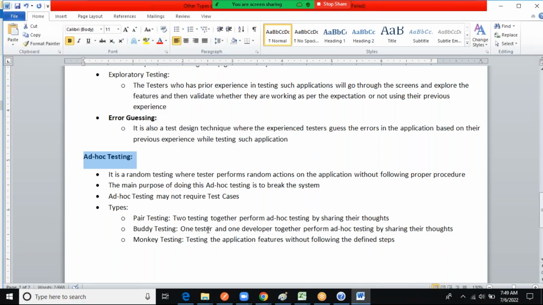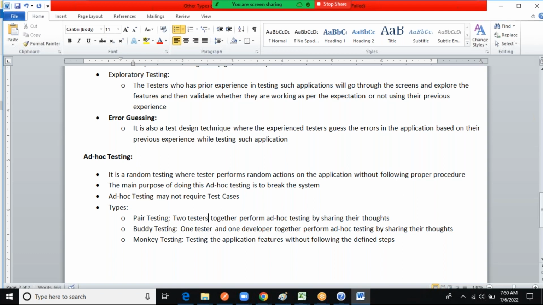Sir, pair testing means two testers together, is it? Two testers. Okay. Two testers together perform ad hoc testing by sharing their thoughts. So individually they can share their thoughts and they can test. That's called pair testing, no sir? Yes. Okay. Thank you, sir.